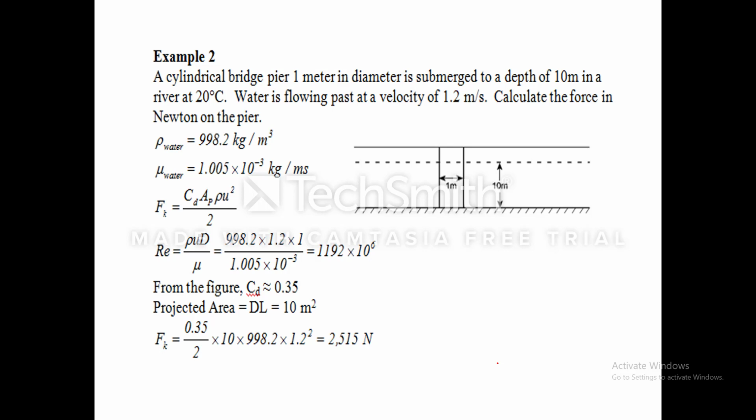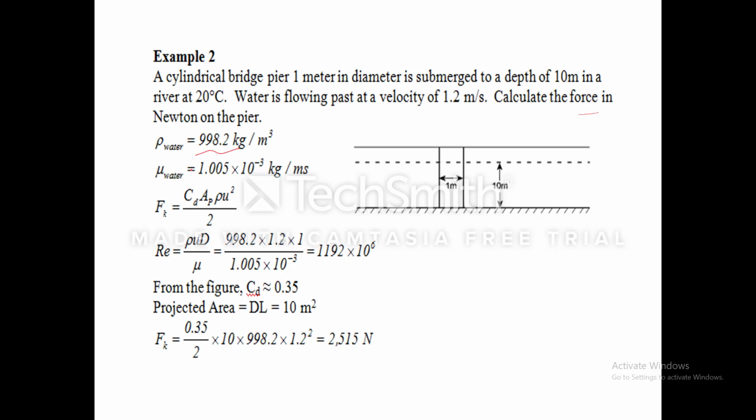Example 2: a cylindrical bridge pier 1 meter in diameter is submerged to a depth of 10 meter in the river at 20 degrees centigrade. Water is flowing past at a velocity of 1.2 meter per second. Calculate the force in Newton on the pier. So we have here a cylindrical bridge pier, 1 meter diameter, submerged 10 meter in the river at 20 degrees centigrade. The flow of water is 1.2 meter per second. You want to calculate the force in Newton on the pier.